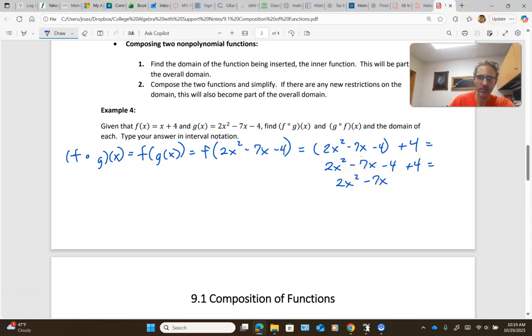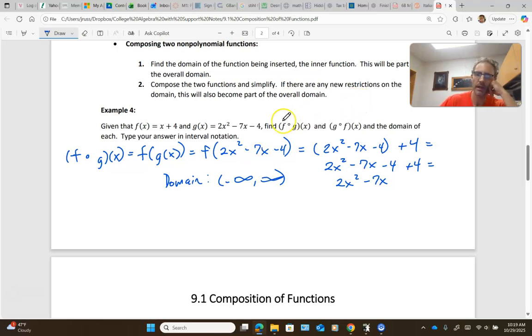Now, what's its domain? Well, because they're both polynomials, the domain will be all real numbers. But we want to express this in interval notation. So in interval notation, that means negative infinity to positive infinity, or in other words, basically the entire x-axis, right?